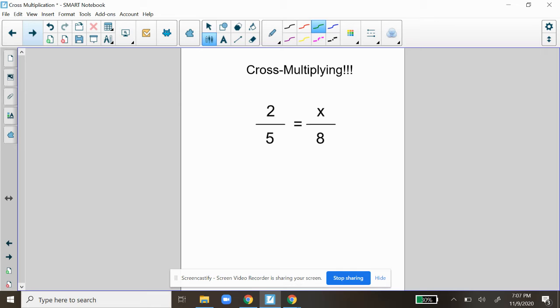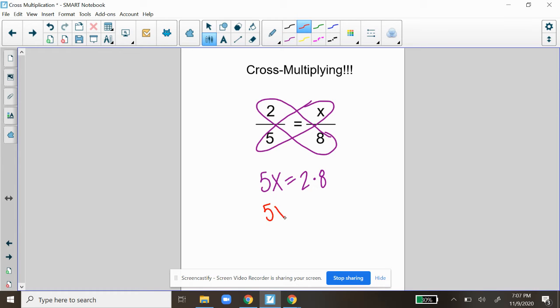So if we think about this one, we are going to apply our cross multiplication. I always circle my diagonals like this to help me. I'm first going to do my 5 times x, which I can write as 5x. Next, I'm going to do 2 times 8. If you want to just skip that step and rewrite it as 5x equals 16, that's okay too. Now, this right here is an equation that you know how to solve. You're going to divide by 5 on both sides, and our final answer is going to be x equals 16 fifths.